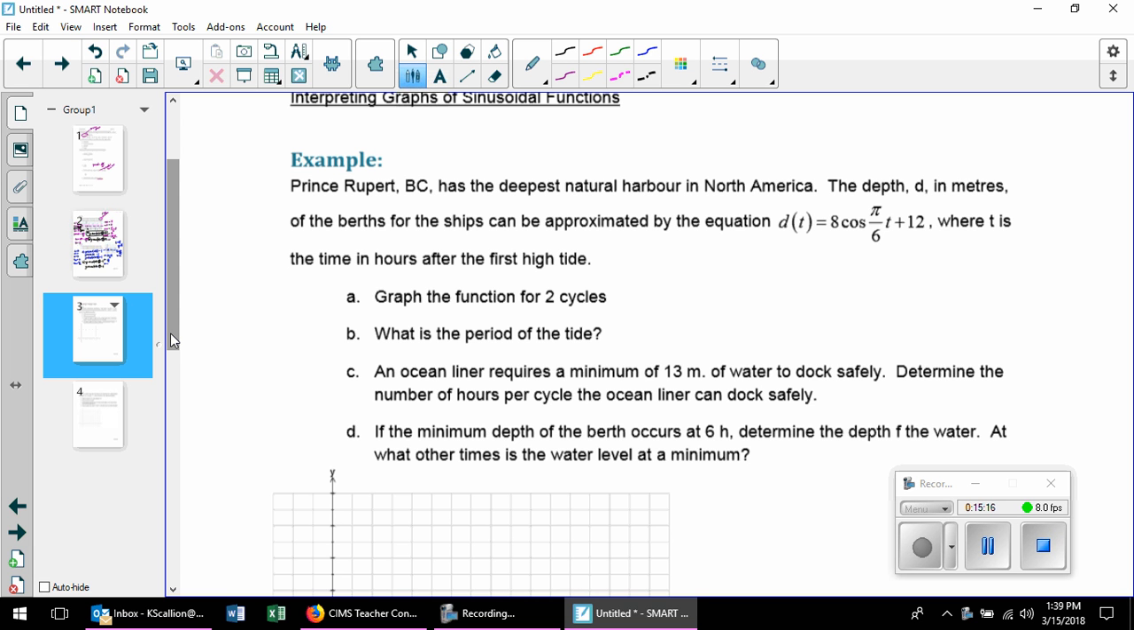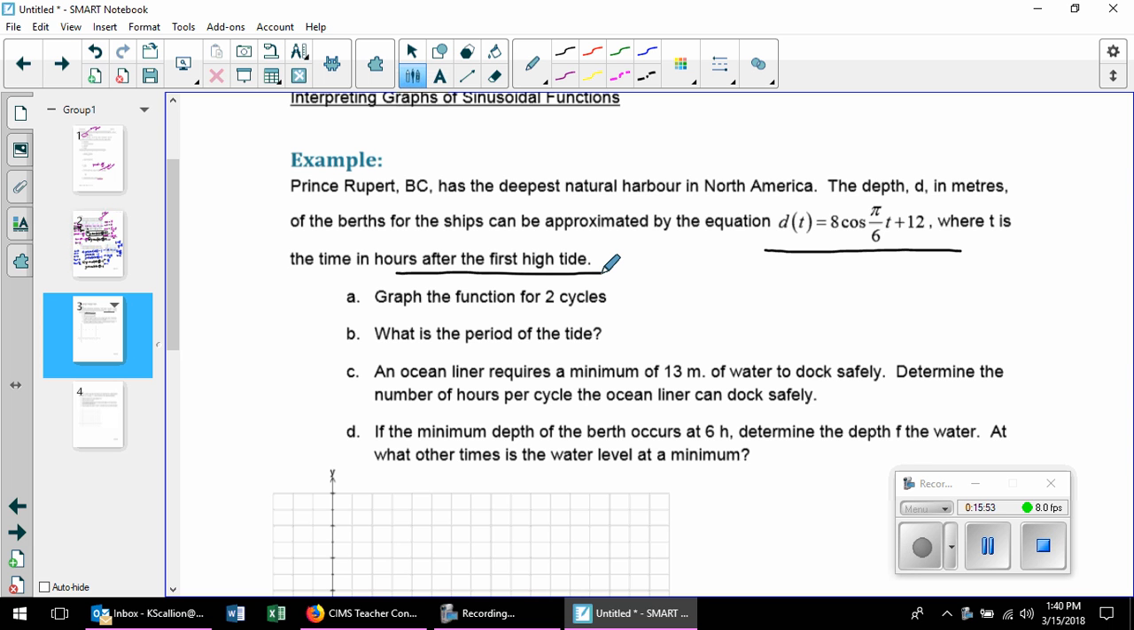So as the moon rotates around the earth, it pulls the water in and out, and that's what gives us tides. So Prince Rupert, BC has the deepest natural harbor in North America. The depth in meters, the berth of ships can be approximated by this equation, where T is the time in hours after the first high tide. That's kind of important, because that's going to tell you what we're going to be dealing with. Graph the function for 2 cycles. You guys did this yesterday. You have a fancy graph from just a basic equation.